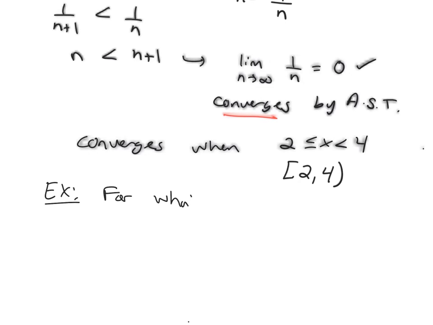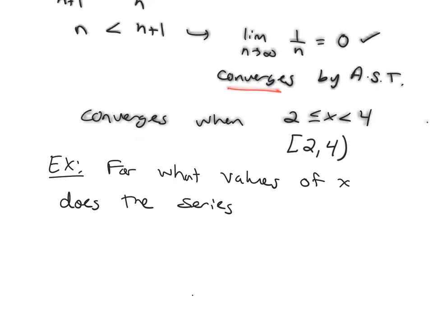For what values of x does the series, n equals 0 to infinity, x to the n over n factorial, converge? So this is kind of similar to our last one, our very first one, except the factorial's in the denominator, not in the numerator.